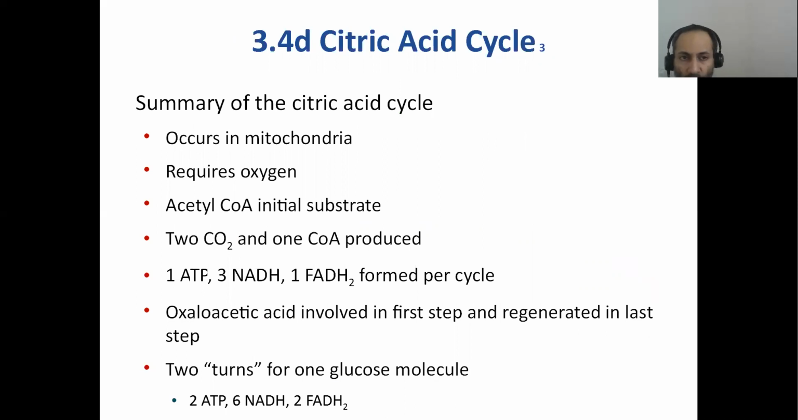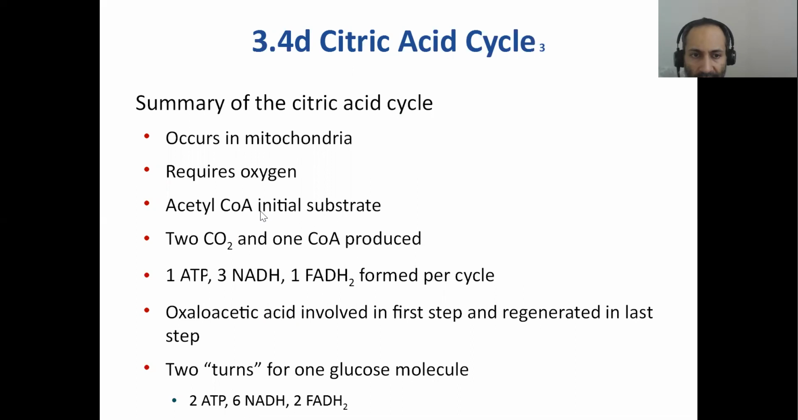It occurs inside of the mitochondria. You require oxygen for this process. And the pyruvate that came from your glycolysis, which was the first step, is converted into something called acetyl coenzyme A, as you can see here, okay? The acetyl coenzyme A goes on to take part in the citric acid cycle.